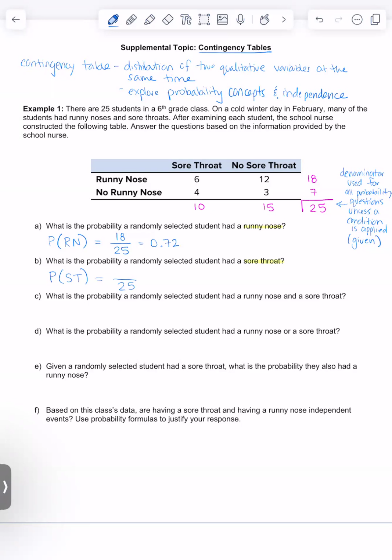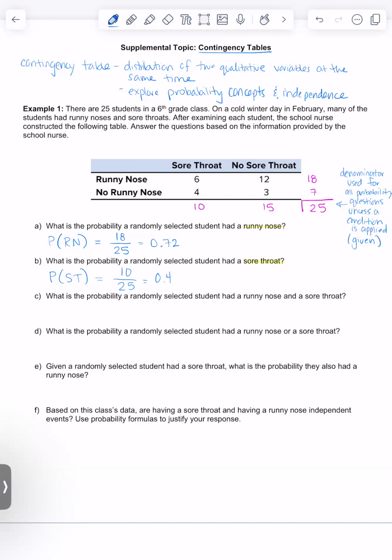We do know our denominator has to be everybody, and find all the students who have a sore throat. So I'm going to give you a second to look at the picture. I want to find the total number with a sore throat, and that is 10 students. If you got that right, congratulations. And if we simplify that, we get down to 0.4.